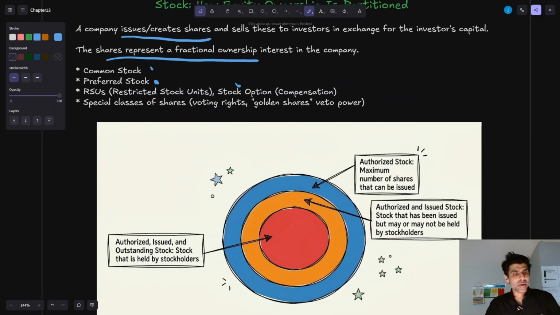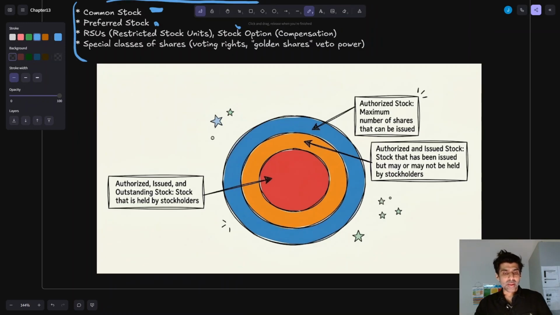Like common stock, there's also different classes. I think we've talked about this. You can have, and we'll talk about in the next slide, the different rights that are available to the shareholders. So they can be differentiated, but these are the major types of stock that are issued. Now, you can see in this diagram here, we have three concentric circles.